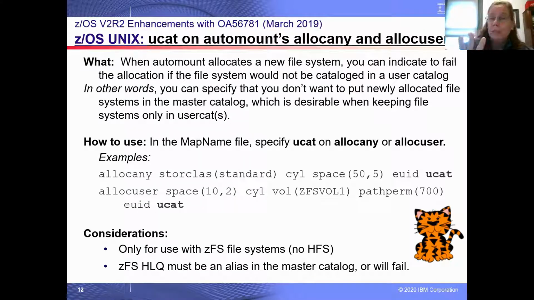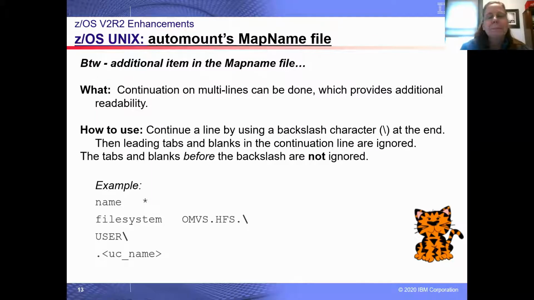And this is only for zFSs, not HFSs. But as everybody knows, HFSs are going away in the next release. So you should already be all on zFS and have no HFSs. Okay, so this is a nice little enhancement. I really like this because I don't want to accidentally find that a file system was put into my master catalog. Not good, causes me more work later that I have to move it out of the master catalog and put it in a user catalog. So I like this little function.